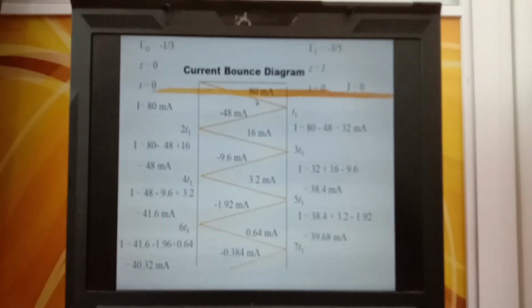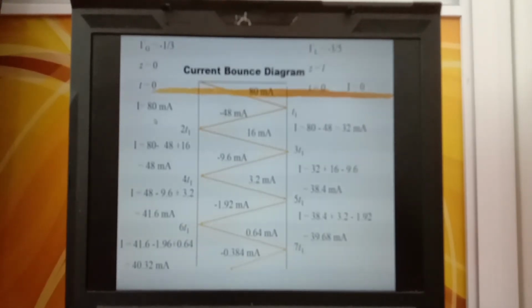This is the bounce diagram. So instead of the voltage V0, we use the current I0 of 80 milliamp. And the reflected current is given by the reflection coefficient multiplied with the incident current of 80 milliamp. Of course, we need to add a negative. Alright, so the procedure is the same as the case for voltages at time t1, 2t1, 3t1, 4t1, and so on.